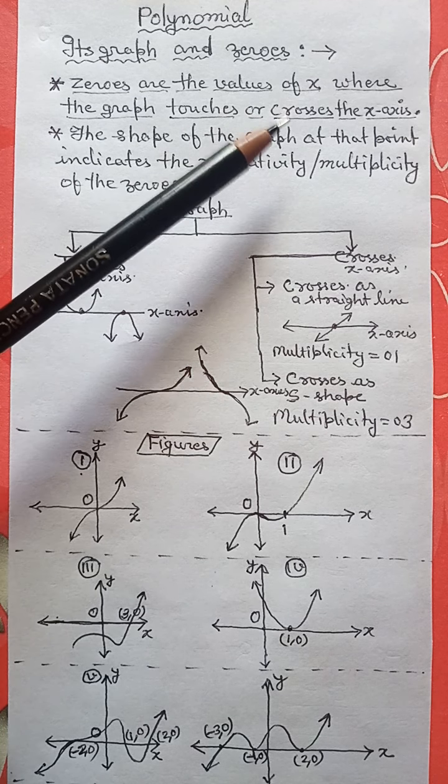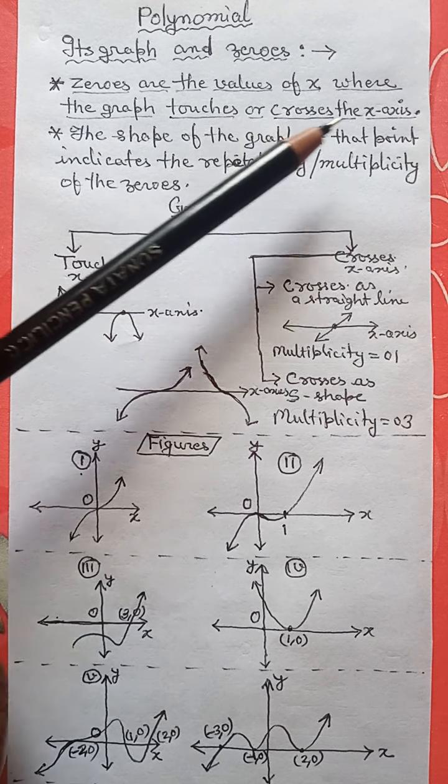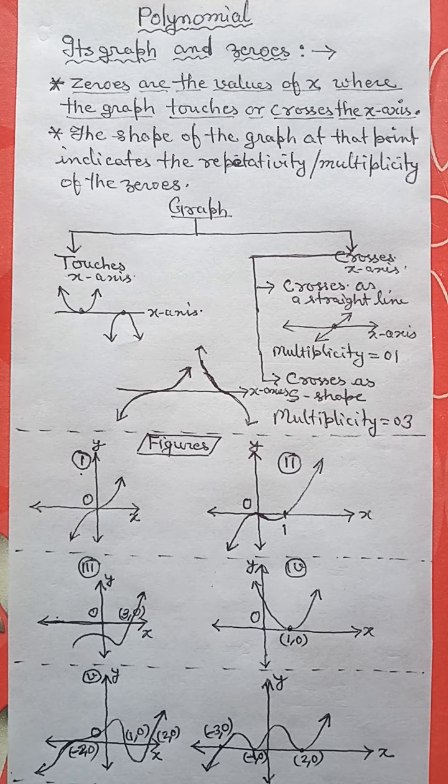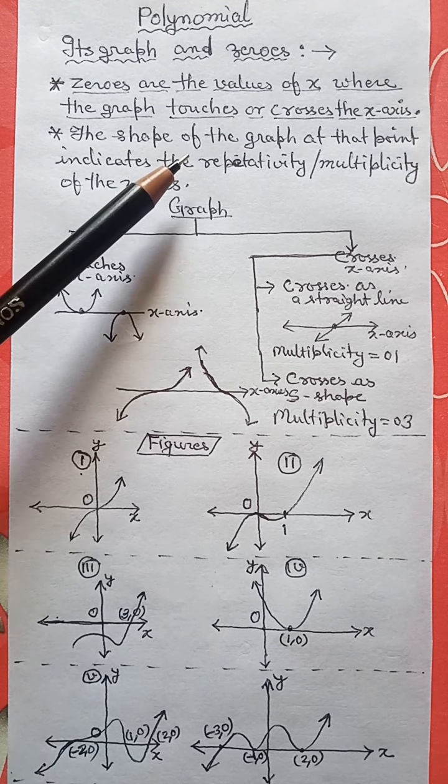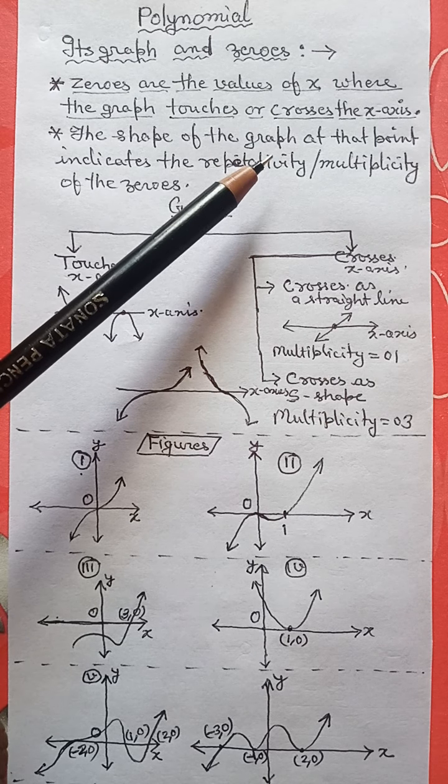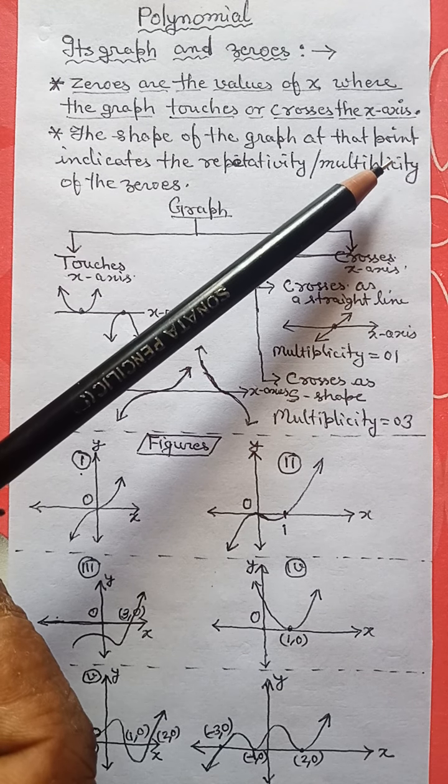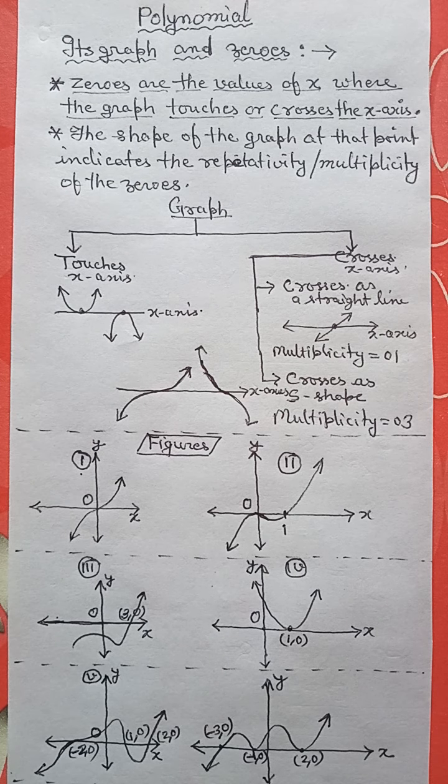The shape of the graph at that point indicates the repetitivity or multiplicity of the zeros. That means how many times a zero is repeating in a polynomial. This is called the multiplicity of the zeros.